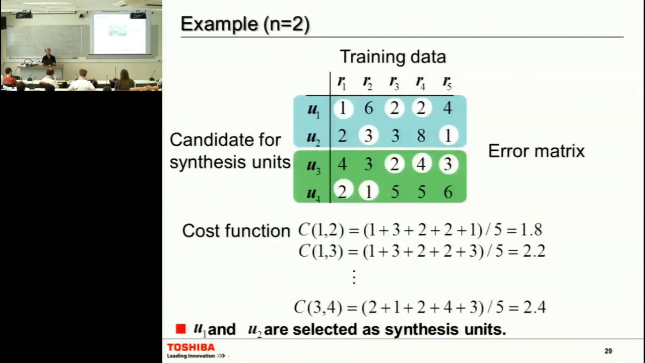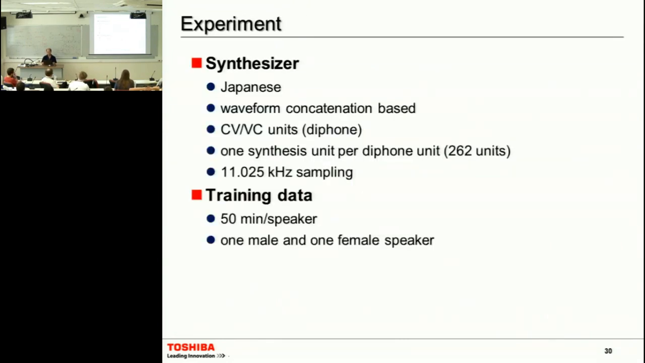Okay, this is the closed loop training method. This is method one, the unit selection using closed loop training. And here we evaluated this method. In this case, we used 40 minutes of speech data, from one female and one male speaker. The number of sentences is about 600, just 600 sentences we used, and we created 262 diphone units.